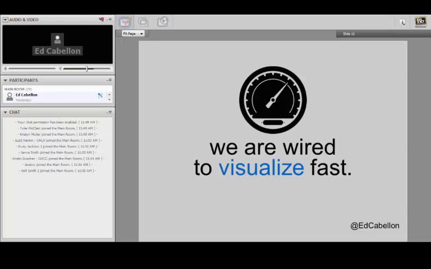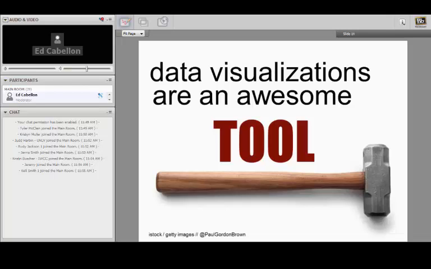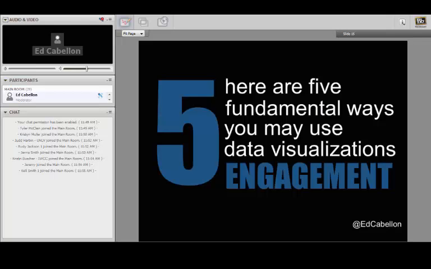And in working in higher education, capturing folks' attention today is much harder than it used to be, given the state of the digital age that we're in. While data visualizations are an awesome tool, it's certainly something to consider adding to the processes we already have on our campus to present important data sets that we collect as part of our assessment work. Here are just 5 fundamental ways that you can use data visualization to increase engagement.